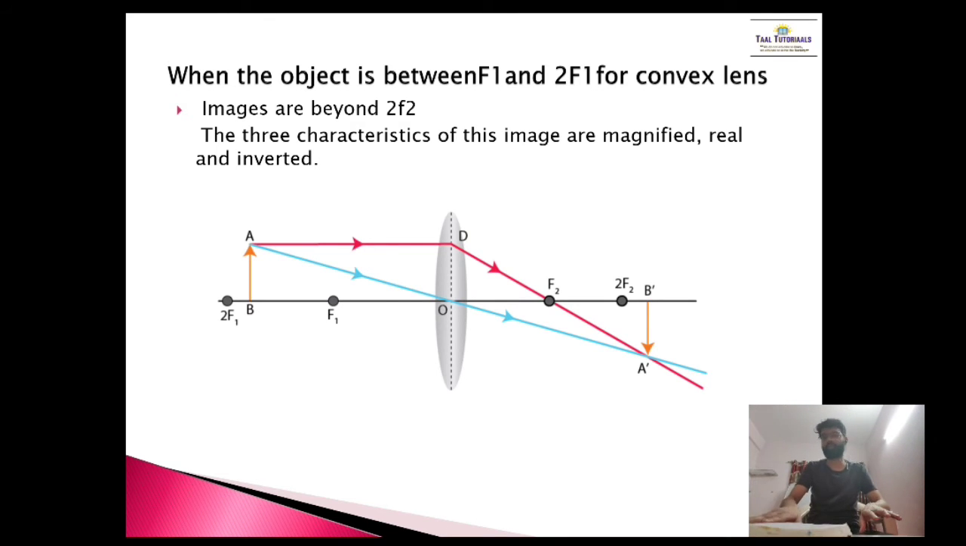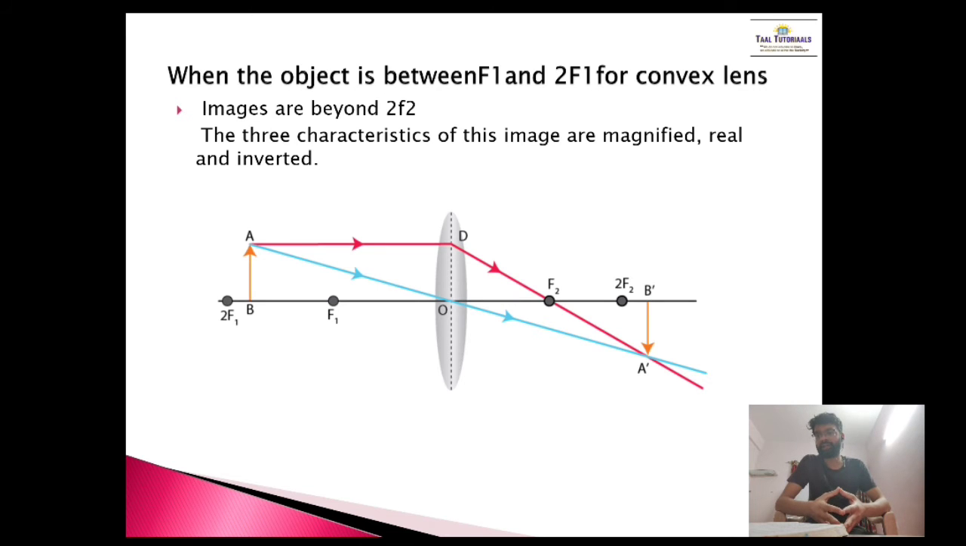See, in the figure given below, you see AB is an object placed on the principal axis of a convex lens at a point between f1 and 2f1. From the point A of the object, a ray AD is incident parallel to the principal axis, and after refraction from the lens passes through the second focus f2. The other ray, incident toward the optical center, passes undeviated through the lens.